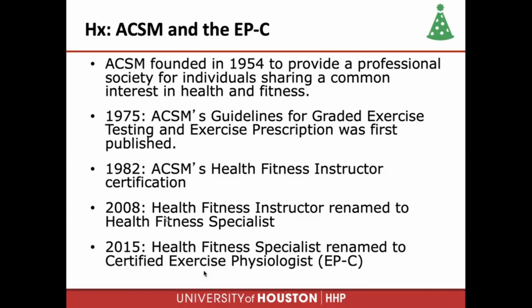In 1975 was the first version of ACSM guidelines for graded exercise testing and exercise prescription. That's what your textbook expands on. And in 1982 was the first certification that eventually became the exercise physiology certification. It was called Health Fitness Instructor. When I was an undergrad, that was what we took. And then in 2008, it was renamed to Health Fitness Specialist. And then in 2015, they renamed it to Certified Exercise Physiologist. And this is where it is right now.